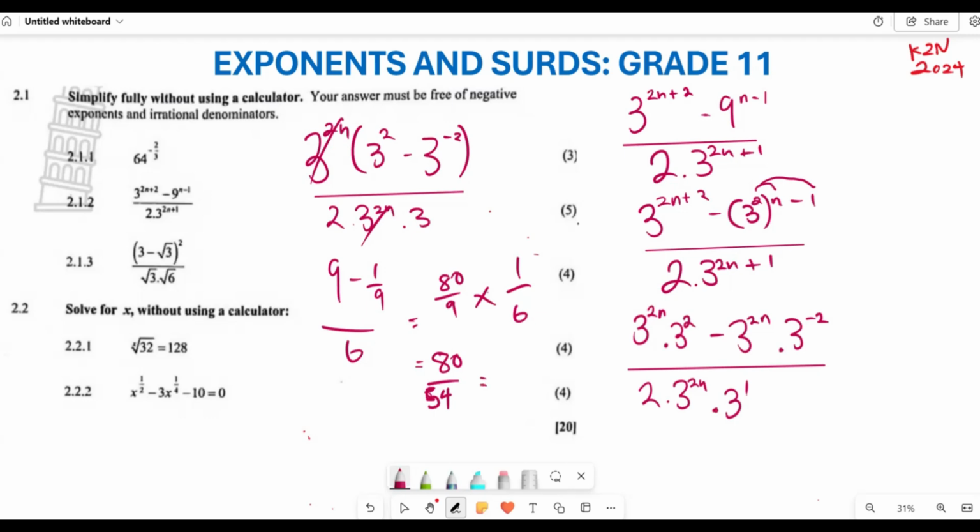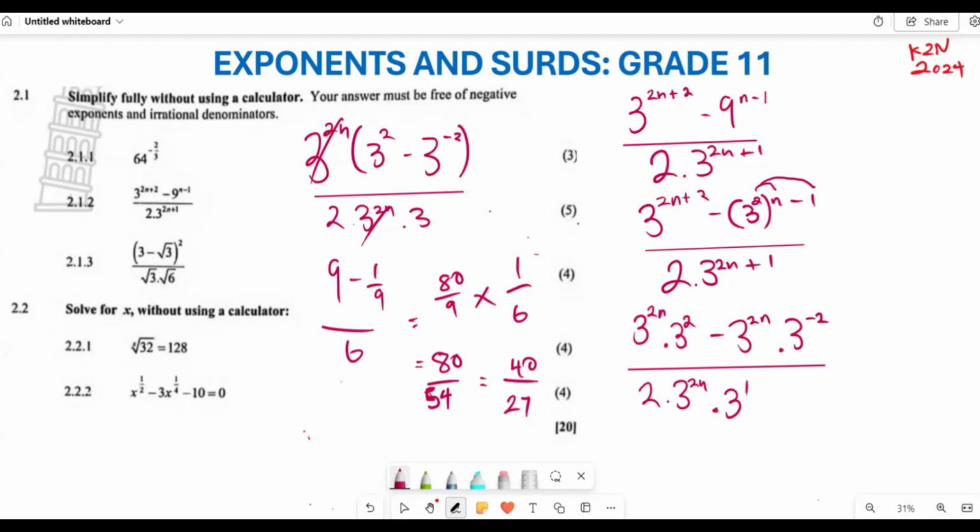And now after that, what else am I going to do? Now I am going to divide both sides by 2 because those numbers are divisible. So this is 40 over 27. Basically, that's what I am going to have in this particular expression.